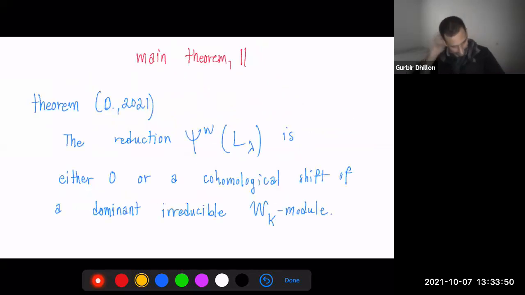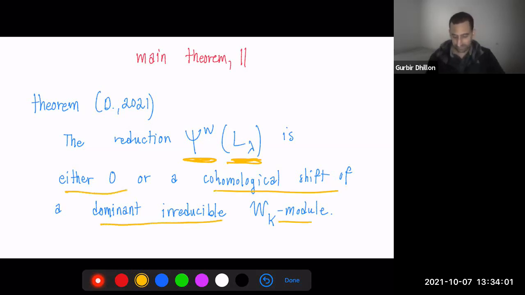And then the theorem is the following. You apply a spectrally flowed reduction to one of these dominant highest weight modules, and you either get 0 or a cohomological shift of just a simple W module, but in particular a dominant highest weight. Again, for one value of W, this is Arakawa's theorem. For another value, it's the conjecture on the plus reduction, and basically you have a similar statement for everything in the family.